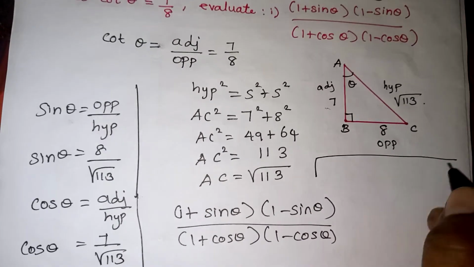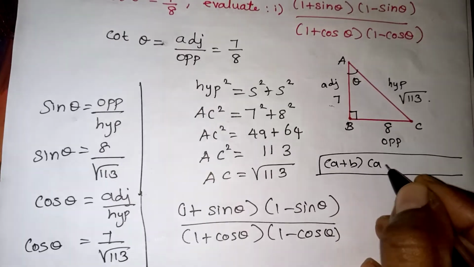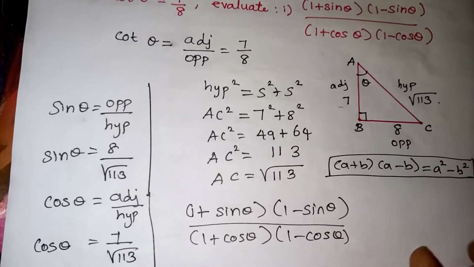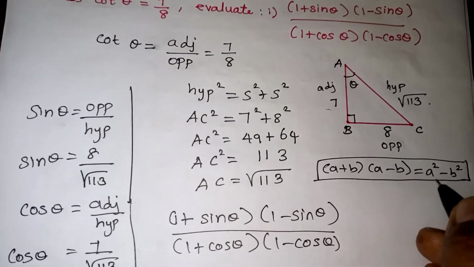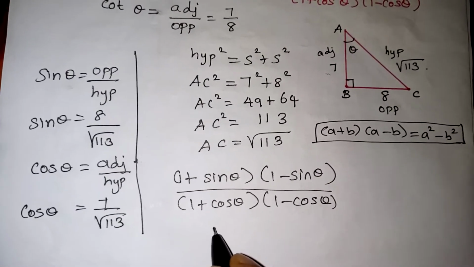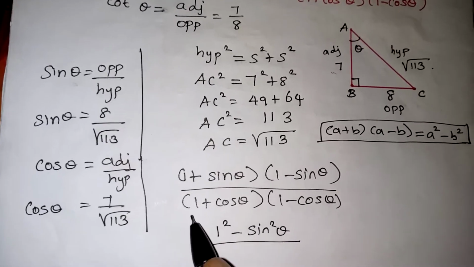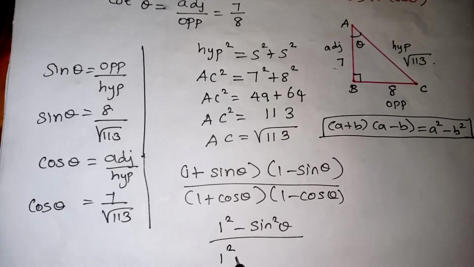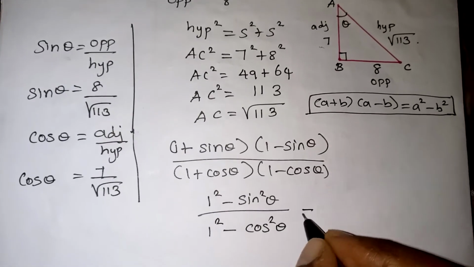So here I am just writing the formula for recall. Whenever we are getting a plus b and a minus b together, that will be written as a squared minus b squared. This is an algebraic formula. Same way 1 plus sin theta, 1 minus sin theta can be written as 1 squared minus sin squared theta. In the denominator also 1 plus cos theta, 1 minus cos theta, a plus b, a minus b. So a squared minus b squared. Like this, let us first simplify, then we can go for the substitution.